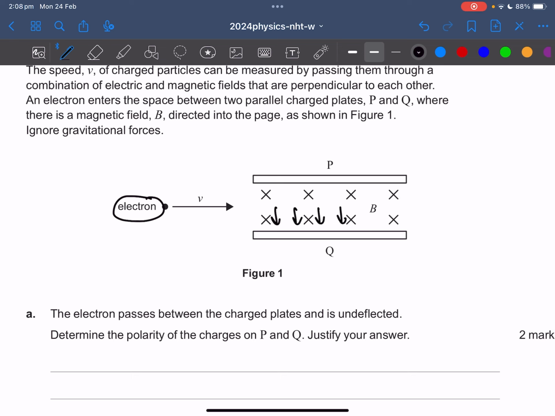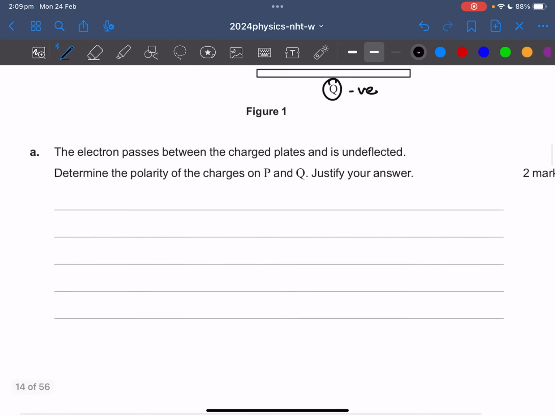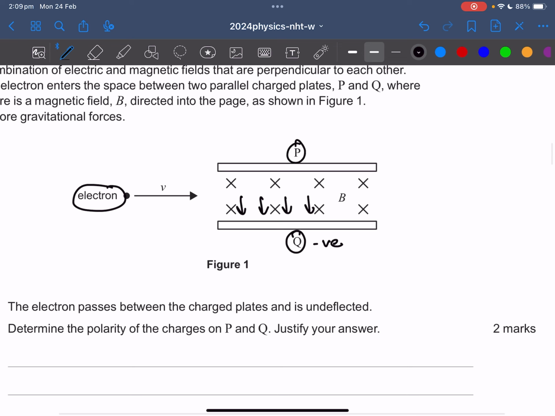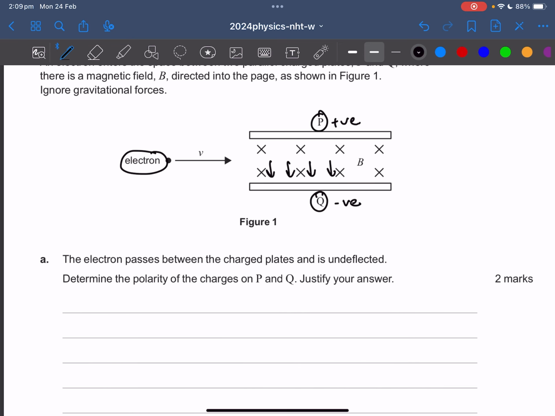So if the electron were to deflect, the path would be like this. But since the electron is not deflecting, the polarity of Q would be negative, right? Because the electron would be repelled since they are the same charges, so this will provide the upward force and therefore it will be undeflected. So that is the reasoning. All right, so Q will be negative and P will be positive. Let us write that down.